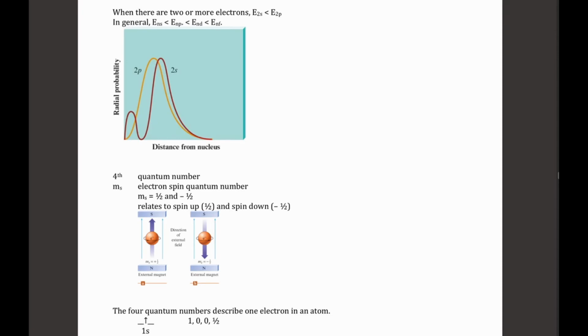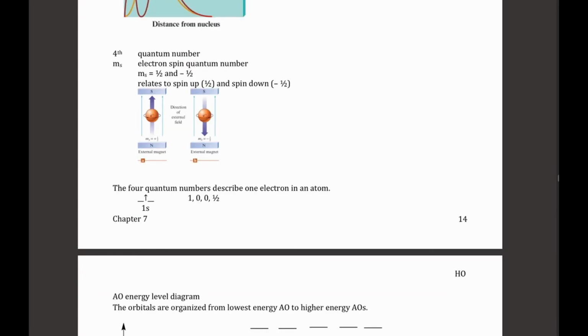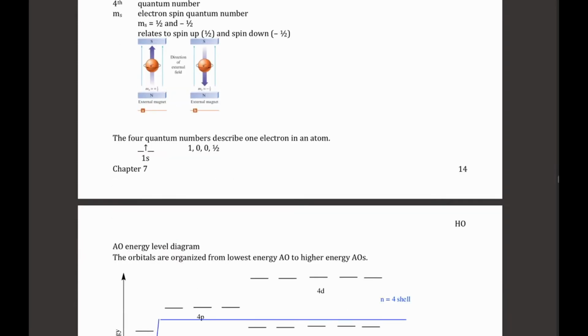All right, the fourth quantum number, that's m sub s. That's called the electron spin quantum number. And this one only takes on 2 values, m sub s equal plus 1/2 or m sub s equal minus 1/2. And they relate to how the electron is spinning about an axis through itself. We can picture it that way. If it's spinning such that the axis is pointing upwards, we call that m sub s plus 1/2. If spinning such that the axis is pointing downward, we call that m sub s equals minus 1/2.